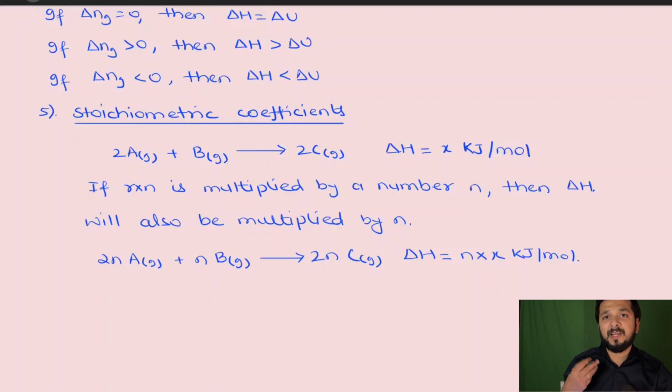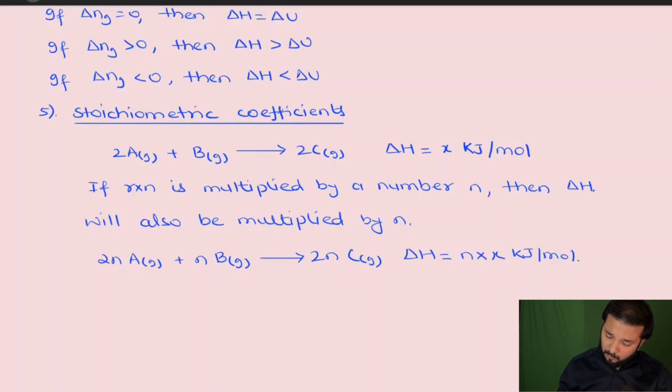If a reaction is divided by any number, then delta H will also be divided by that number. Means whatever operation you are doing on the chemical equation, the same operation you have to do on the heat of that particular reaction.